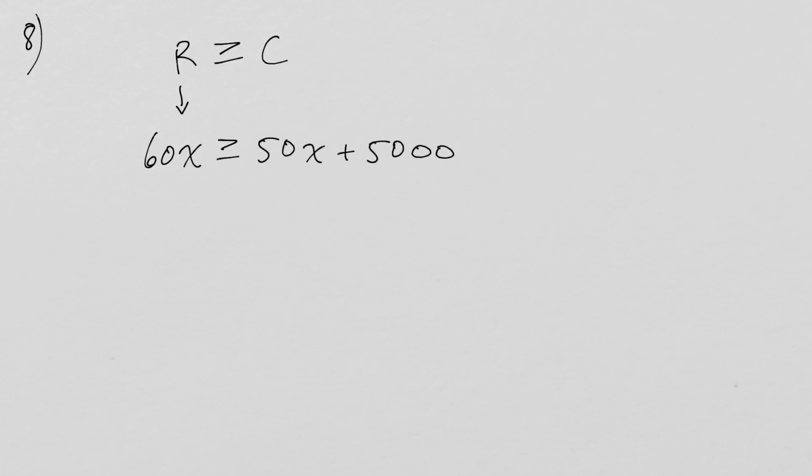Okay, number 8. What they're telling you is that the revenue has to be at least the cost. And they tell you that the revenue is 60x, and that the cost is 50x plus 5,000. So let's solve this for x, because x, by the way, is the number of items, the number of units of carpet.